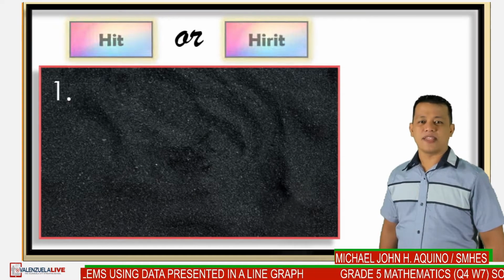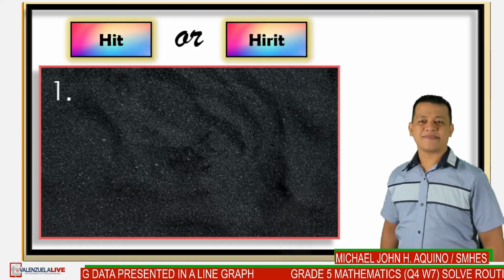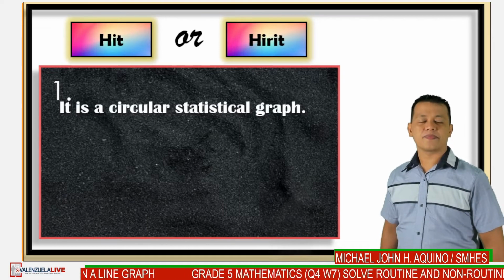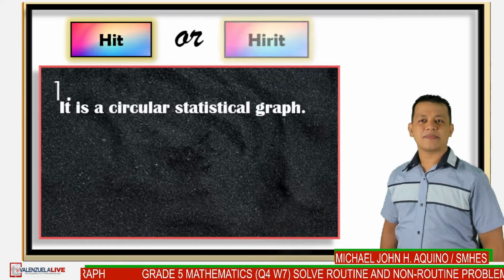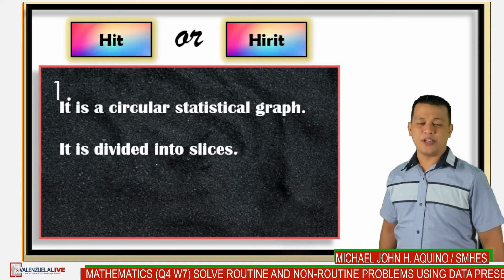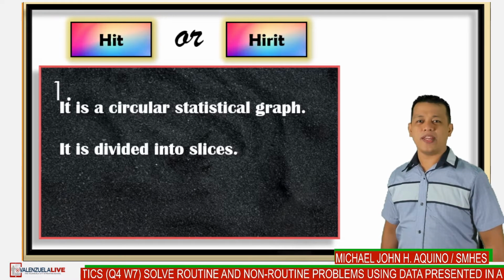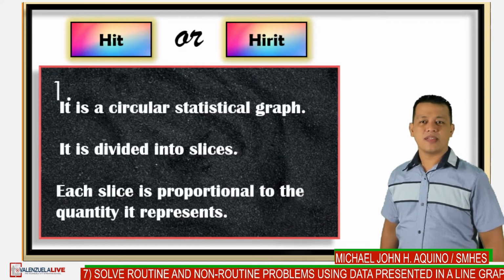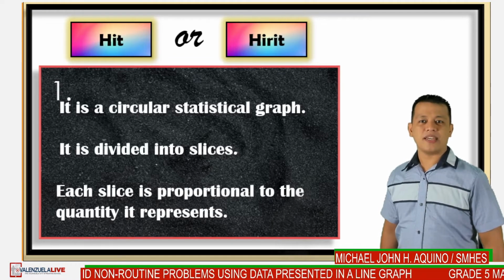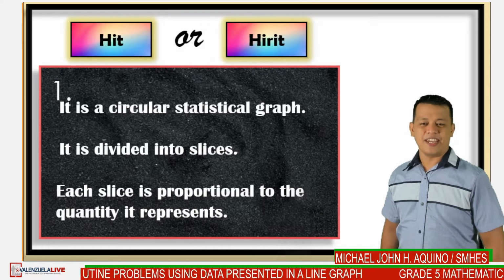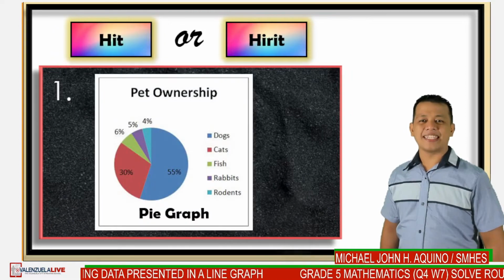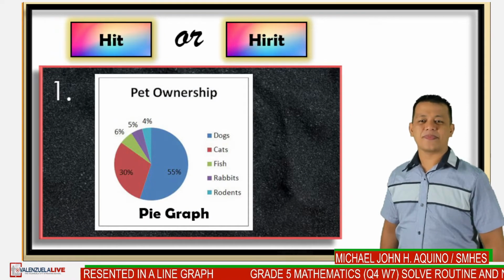For item number 1, our first hit it. It is a circular statistical graph. Next, it is divided into slices. Do you know the answer? I think we need another hit it. Last, each slice is proportional to the quantity it represents. Hit the answer. Very good. The correct answer is pie graph.